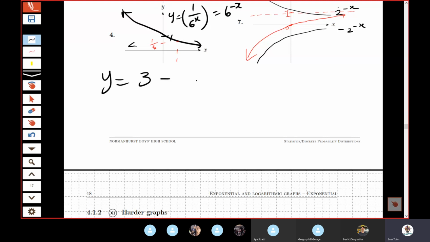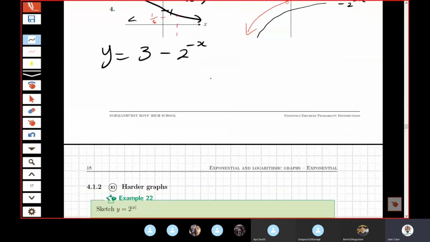3 minus 2 to the power of negative x. What would happen in this case? Again, 2 to the negative x. 2 to the negative x is this way. Do you agree with that, Aya? Yeah. 2 to the x is this way, right? So 2 to the x is this way. That means 2 to the negative x is this way. But it's saying negative in front of it as well, which means you've got to flip it down. So it's actually this way.